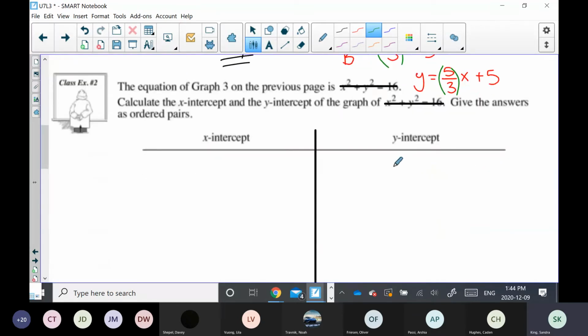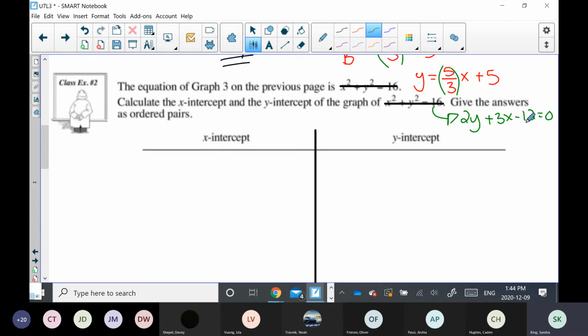Okay, for class example number 2, I don't like the one that they gave you because they gave you squares, and that's what you're going to be doing in 20-1. I'm going to give you a linear equation. So can you guys please cross this out? And in its place, I want you to write down 2y plus 3x minus 12 is equal to 0.